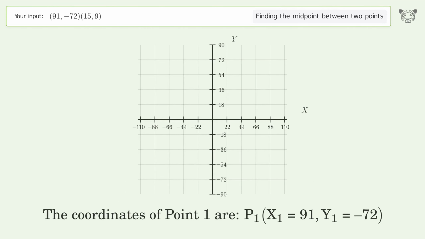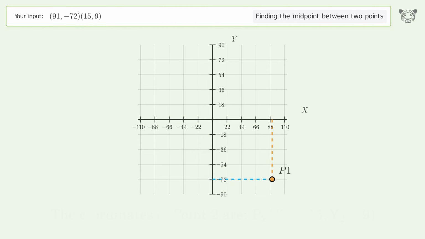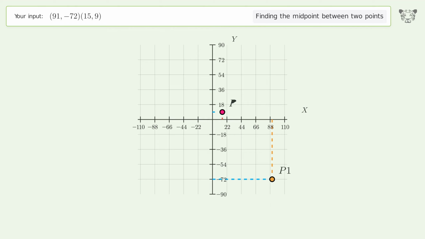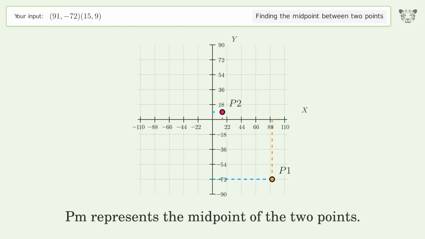The coordinates of point 1 are, x1 equals 91, y1 equals negative 72. The coordinates of point 2 are, x2 equals 15, y2 equals 9. PM represents the midpoint of the 2 points.